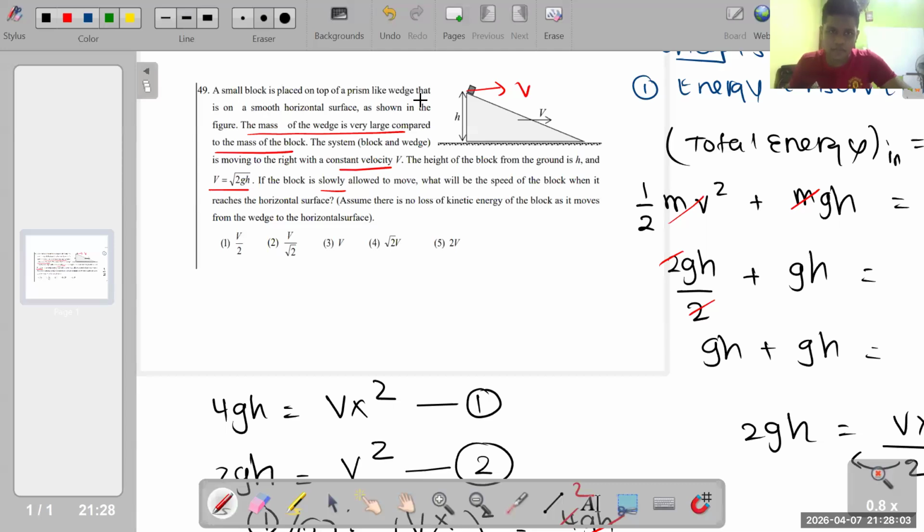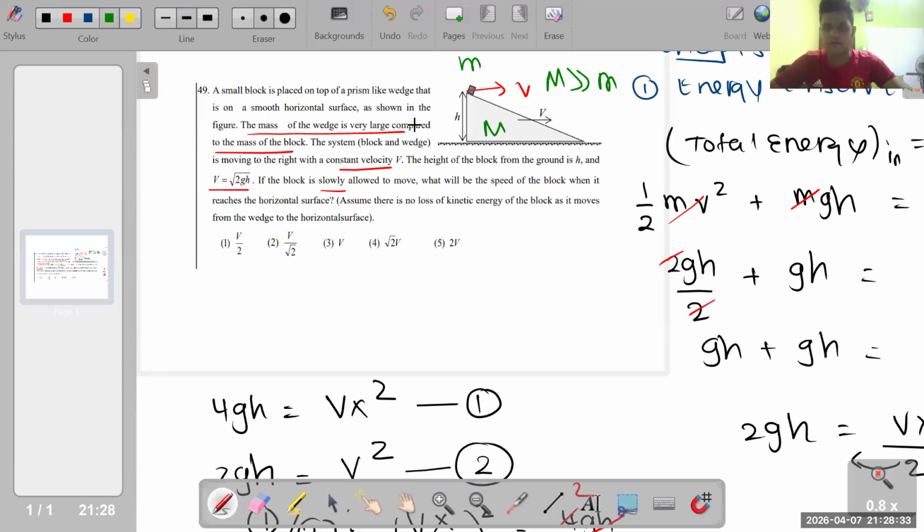A small block is placed on the top of a wedge, and now this explains the arrangement. The mass of the wedge is very large compared to the mass of the block. Now, did we consider the mass of the wedge here? No. But still they're saying the mass of the wedge. The mass here, let's take it as capital M, and the mass of the block as simple m. They are saying capital M is very, very large compared to simple m. Why should they inform that for us?